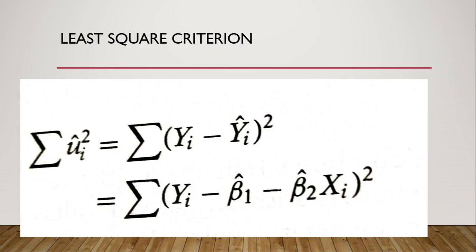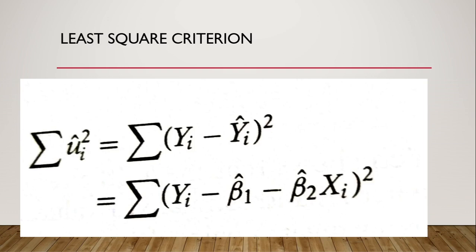So ui hat is the residual term. We are squaring all the residual terms. We take u1 square, u2 square, u3 square up to un square. Then we add all these together. So sigma ui hat square is the sum of squared residuals.